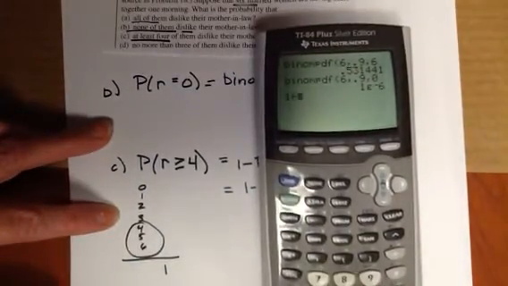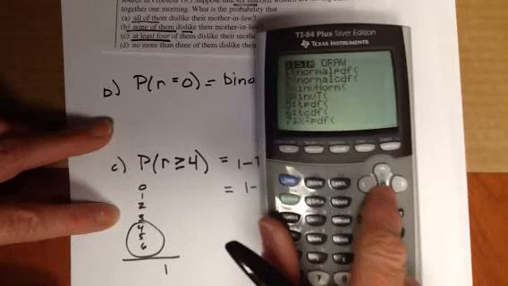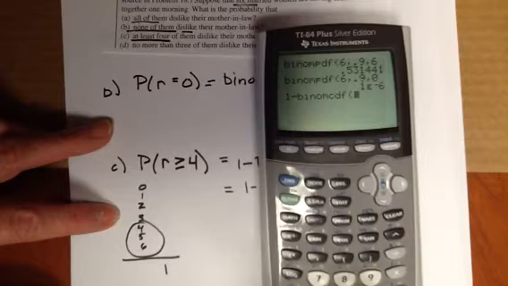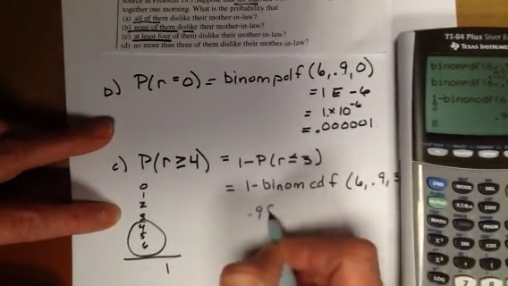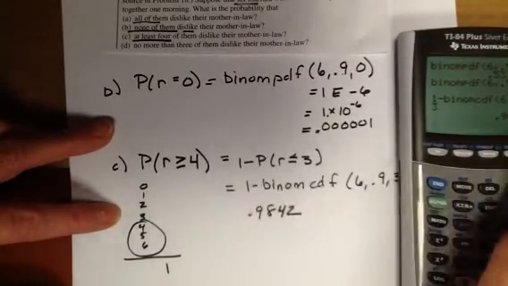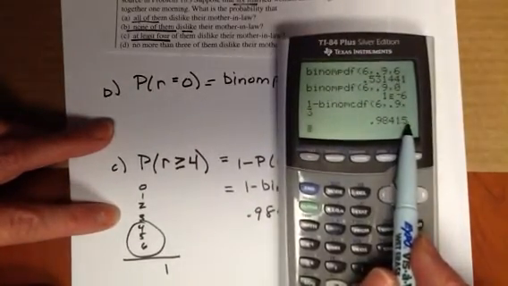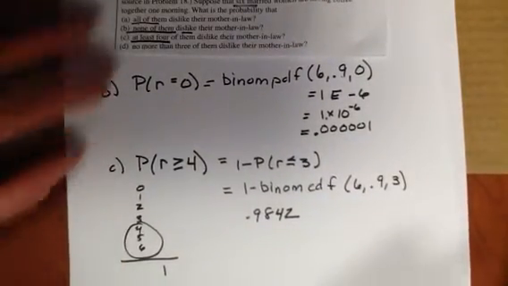Okay, so we do 1 minus second vars binom CDF 6, 0.9, 3. And we get 0.9842. Be careful how you round there. 4 decimal places. I look at the next one and see if it's 5 or larger. Okay?